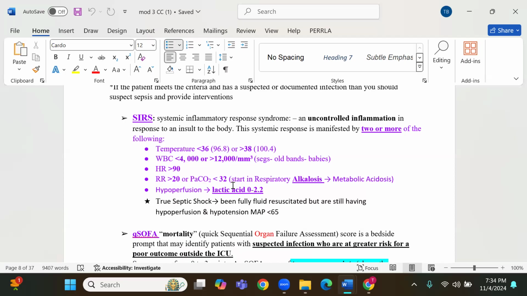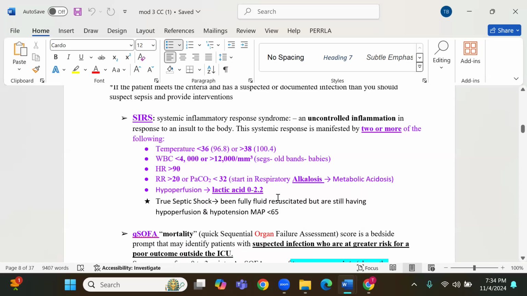Now, I want to point something out. This is how ABGs kind of work when you're dealing with sepsis. And I wouldn't doubt it that they ask something about it. First of all, the patient will start with respiratory alkalosis, and then they may move into metabolic acidosis. So be aware, they might start not as serious, and then boom, now they're over in metabolic acidosis. They have what's called hypoperfusion, where they don't have enough fluid, and their lactic acid will be up.